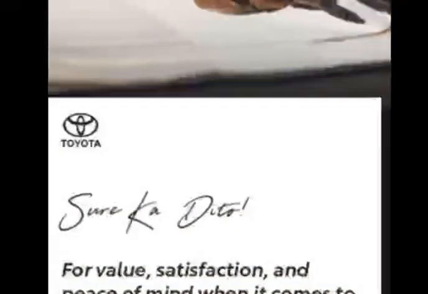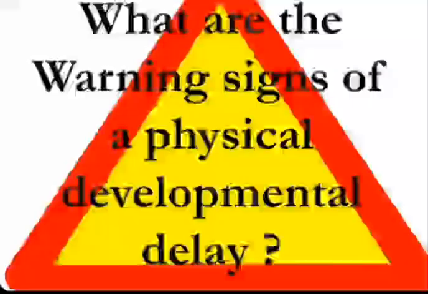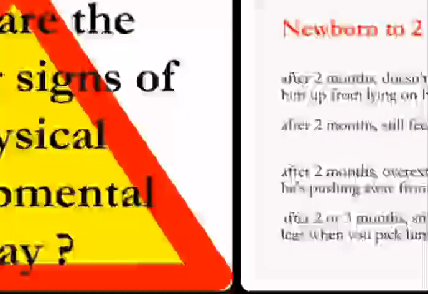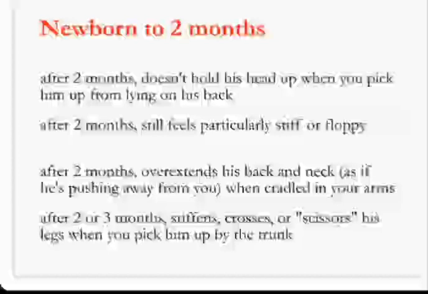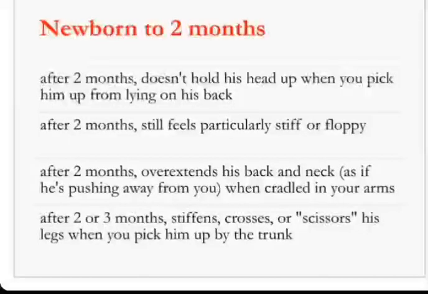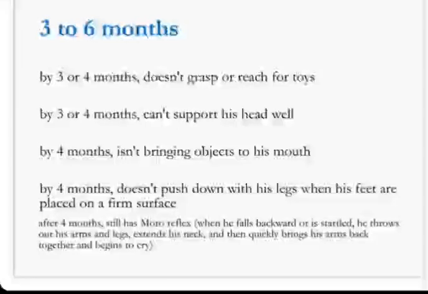Now speaking about the warning signs of children who have physical development delay. Newborn to 2 months: after 2 months, doesn't hold his head up when you pick him up from lying on his back. After 2 months, still feels particularly stiff or floppy, overextends his back and neck as if pushing away from you. After 2 to 3 months, stiffens, crosses or scissors his legs when you pick him up by the trunk. In 3 to 6 months, he doesn't grasp or reach for toys, can't support his head well, isn't bringing an object to his mouth.